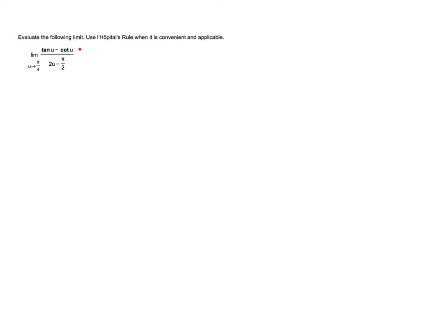To use L'Hopital's rule to solve this problem, when we plug pi over 4 in place of the variable u, we should get 0 over 0 or infinity over infinity. So let's see if we can do this, where maybe we can just plug the number in and it will work. Let's see. That's tangent of pi over 4 minus cotangent of pi over 4, all divided by 2 times pi over 4 minus pi over 2.